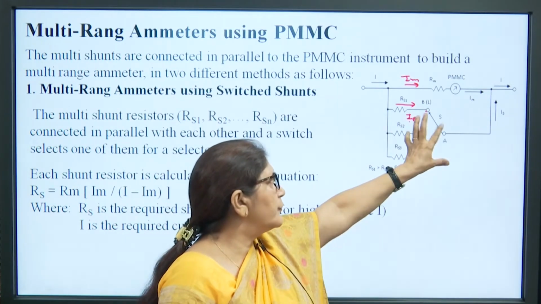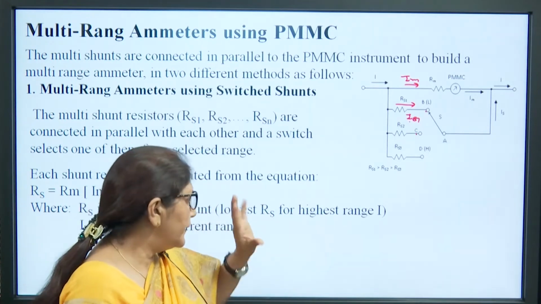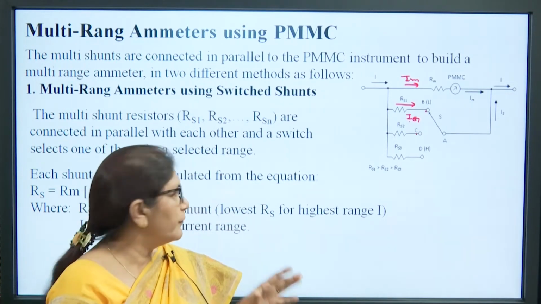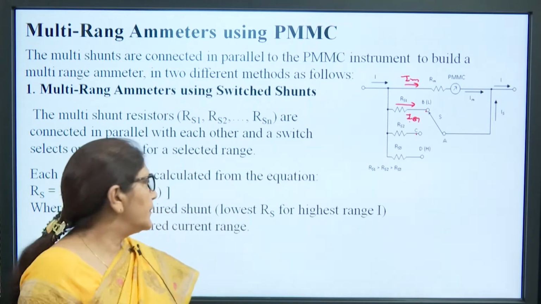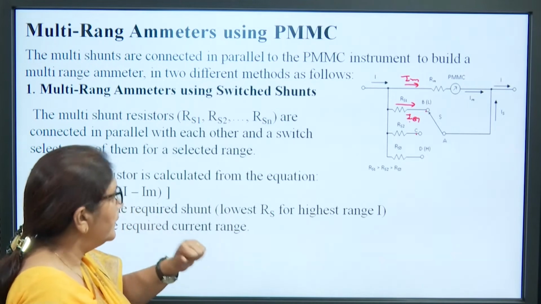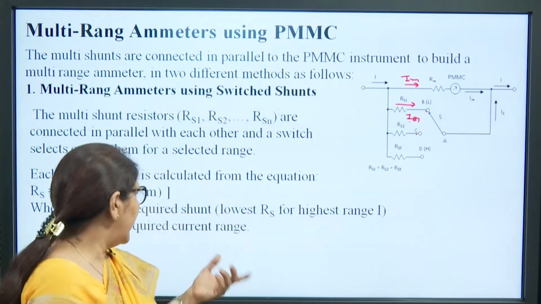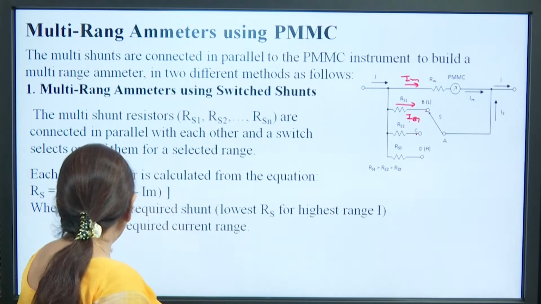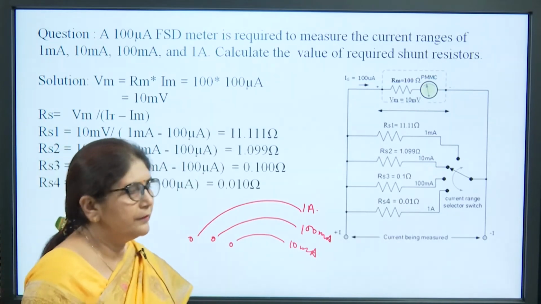So, by using this switch we can change the value of resistance, and in this way we can change the range of the current that we want to measure. So, RS is basically the shunt resistance required, and the lowest value of RS is required for the highest range of I. Now we can see this with an example.